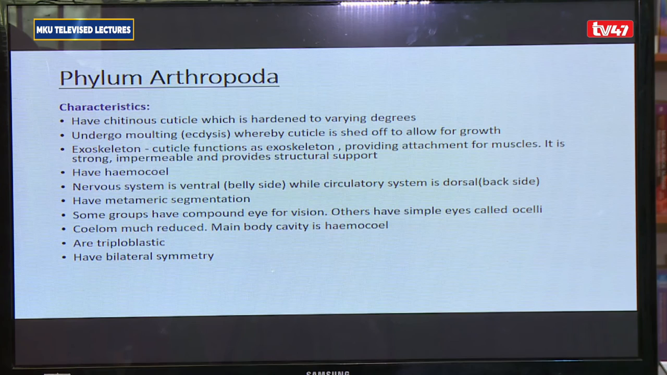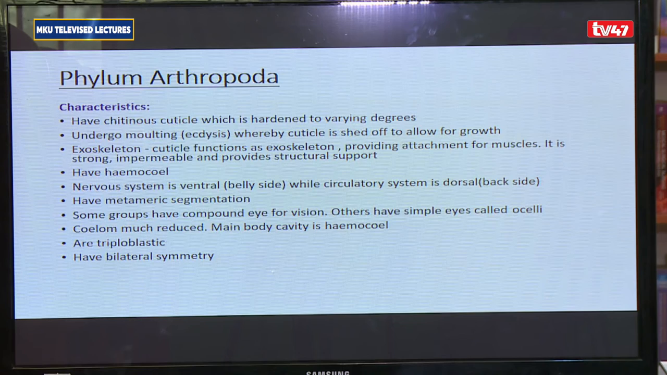Then you have the phylum Arthropoda, comprising the animals referred to as arthropods. Arthropoda simply means segmented appendages. So these organisms are characterized by having segments. Characteristics of arthropods. One, they have a chitinous cuticle that covers the body.